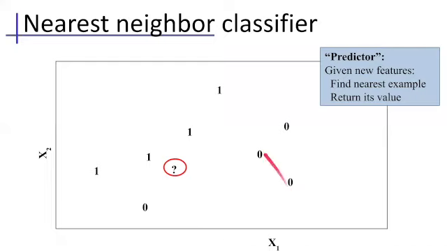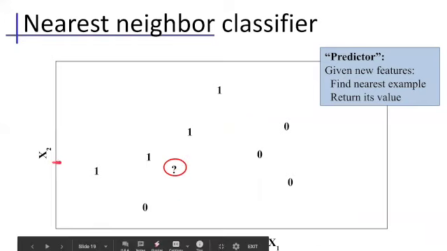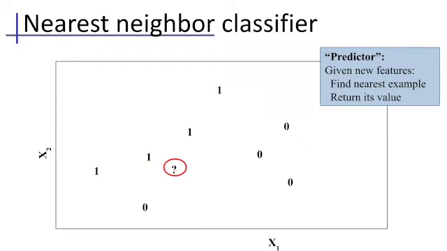Okay, so now suppose you are presented with a new data set here, located at this point with this x1 and x2. And what class label should I assign to this new data set, right? So that's the classification problem.